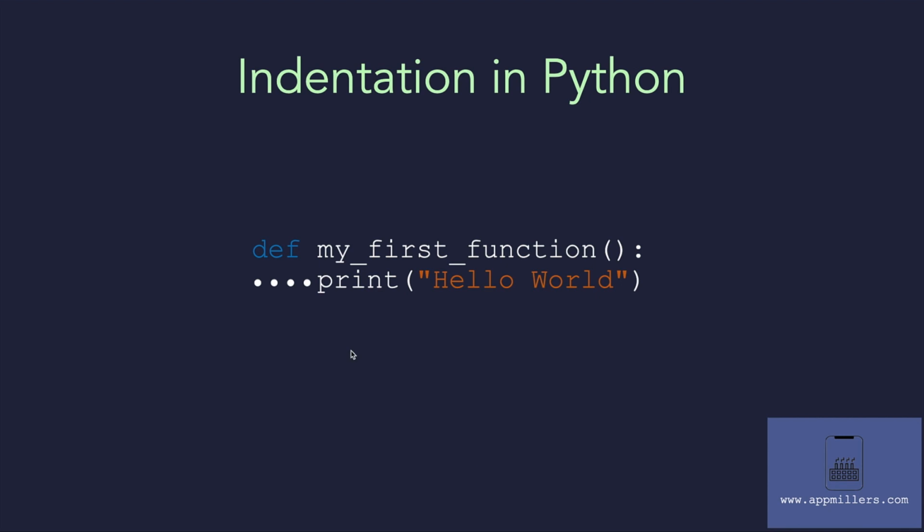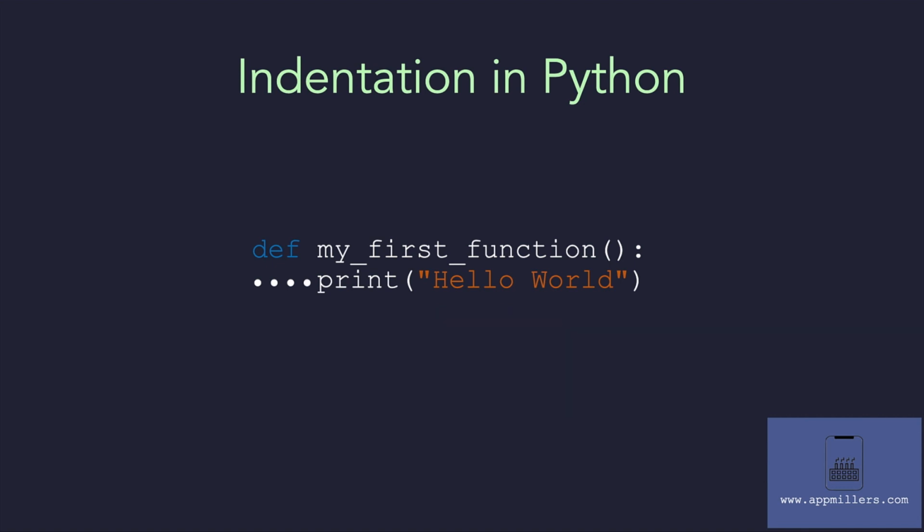And if you want to continue adding lines of code inside my first function, then we will continue adding lines of code which are indented over here. So here again, you see that this second print statement is indented with 4 spaces.